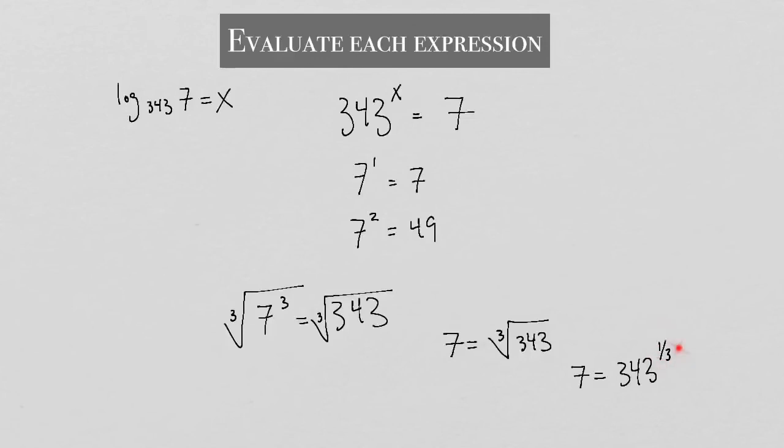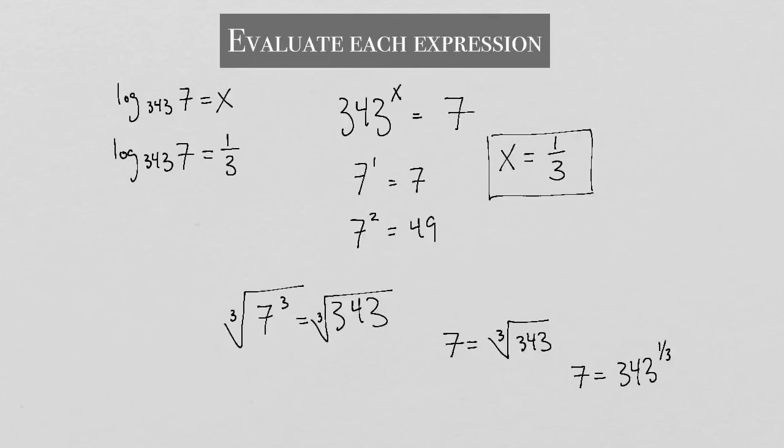So now it looks like we have it figured out. 343 raised to the 1/3 power equals 7. And that's what we're looking for. What number is this being raised to equals 7? So we're going to say x equals 1/3. Okay, to rewrite that, we're going to say log base 343 of 7 equals 1/3.